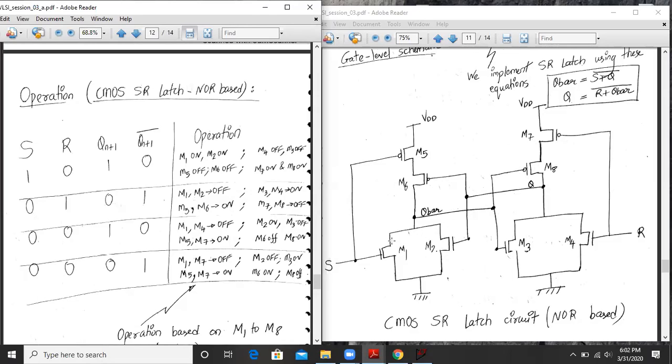So I repeat it again. In this operation, M1 transistor is on, M2 transistor is on, which will pull the Q bar to ground. So basically Q bar becomes ground. Here in this case, M7 transistor is on and M8 transistor is also on. So Q will be pulled up towards VDD. So indeed, my Q is logic 1 and my Q bar is logic 0. So hence my SR latch is in the set condition.